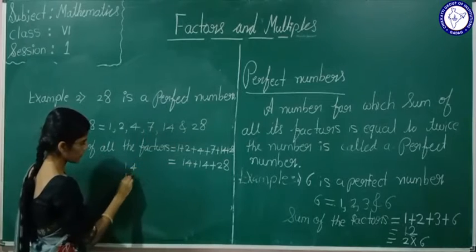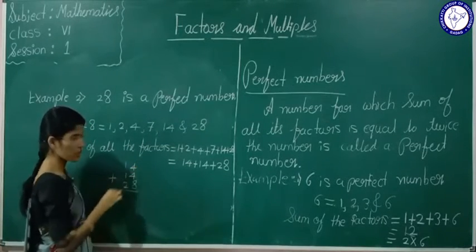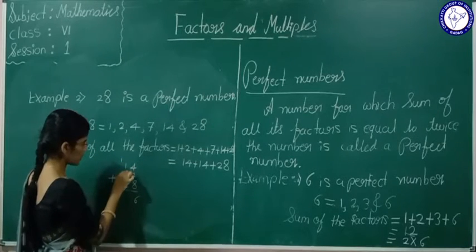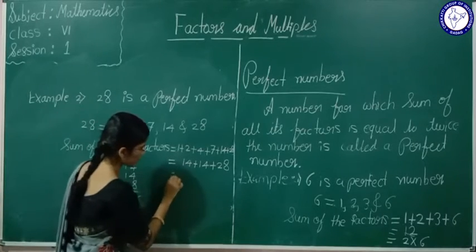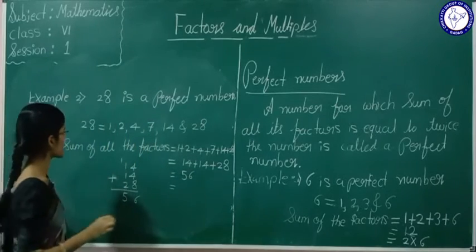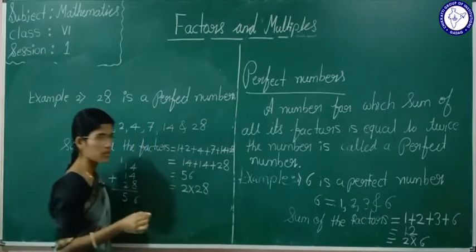14, 14, 28. Add this. 4 plus 4 is 8, 8 plus 8 is 16. 1 plus 1, 2, 2 plus 1, 3, 3 plus 2, 5. It is 56. So this 56 can be written as 2 multiplied by 28. Yes or no?